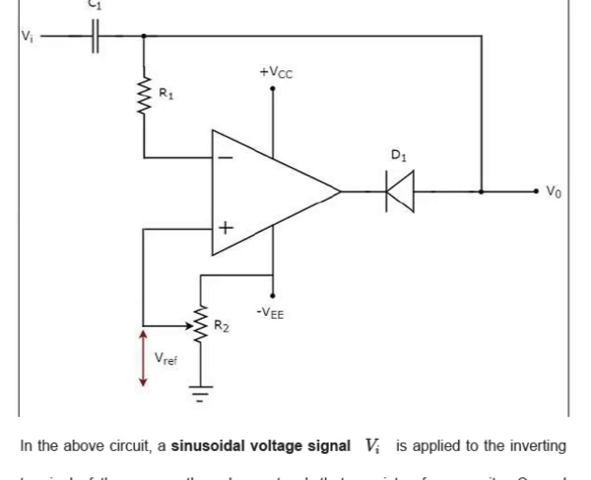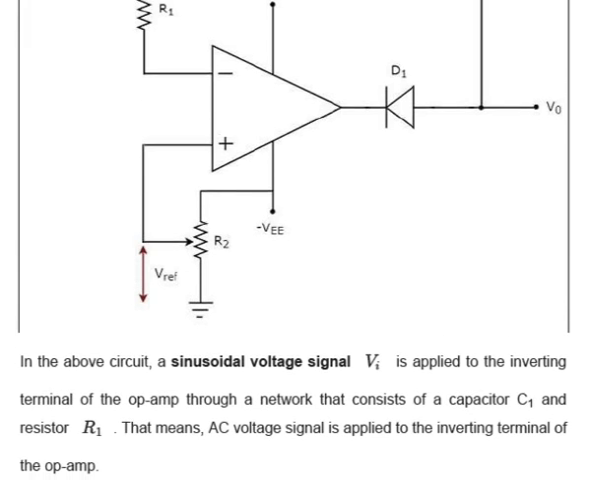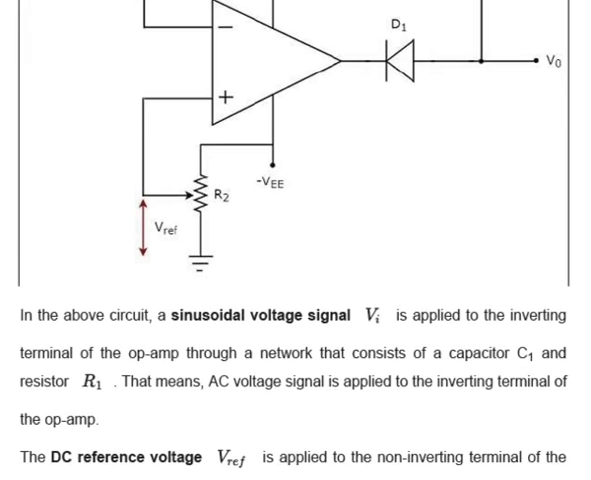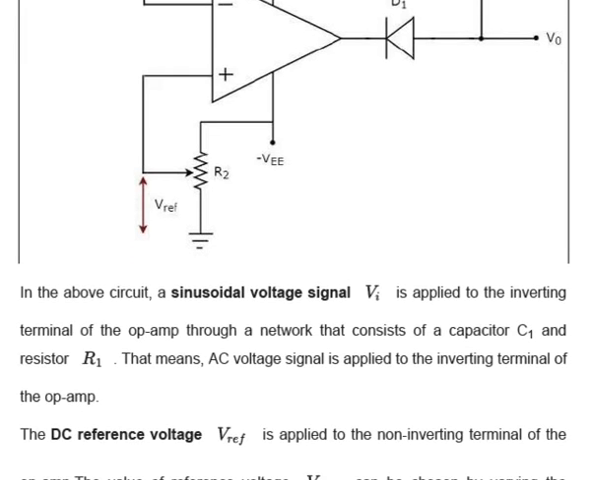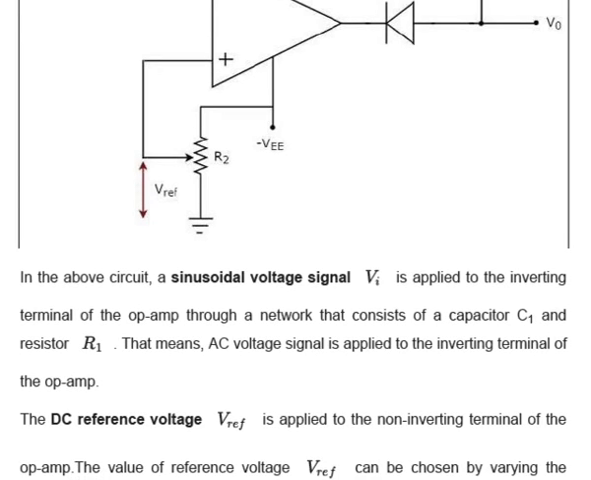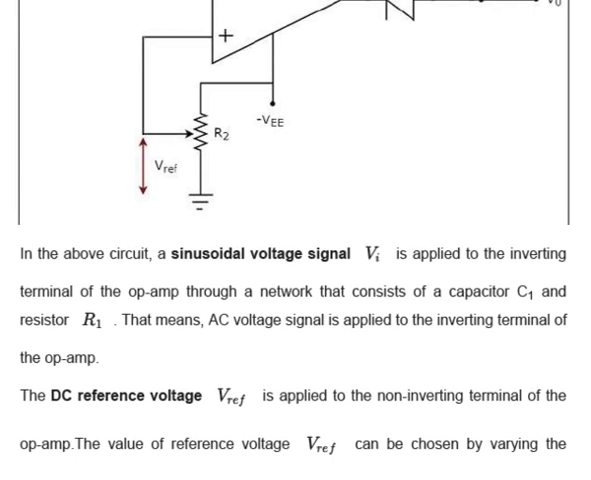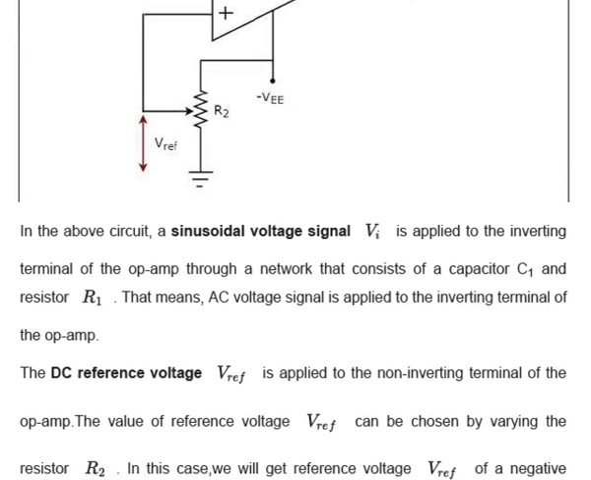In the above circuit, a sinusoidal signal Vi is applied to the inverting terminal of the op-amp through a network that consists of a capacitor C1 and a resistor R1. That means an AC voltage signal is applied to the inverting terminal of the op-amp. The DC reference voltage V reference is applied to the non-inverting terminal of the op-amp. The value of the reference voltage can be chosen by varying the resistor R2. In that case, we will get a reference voltage V reference of a negative value.